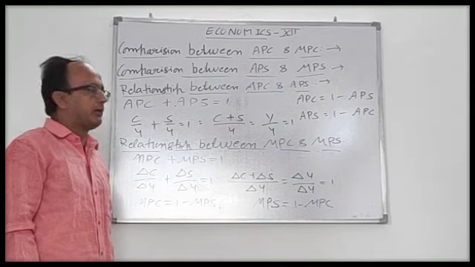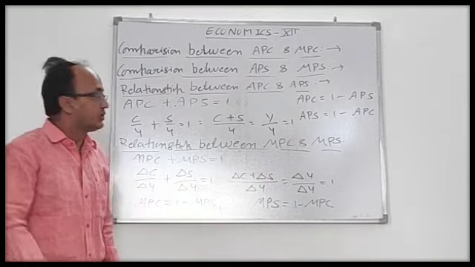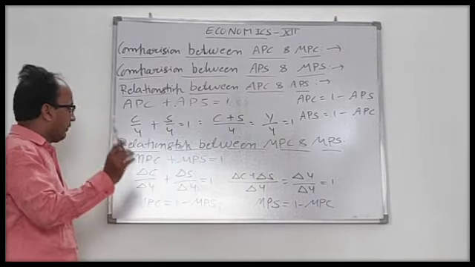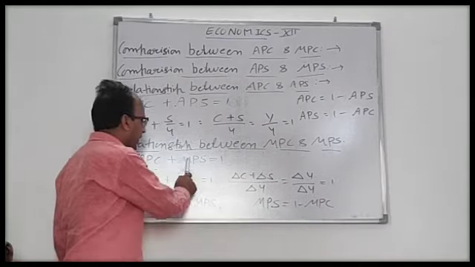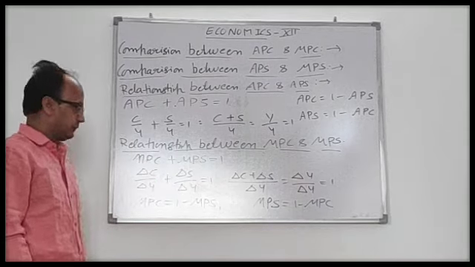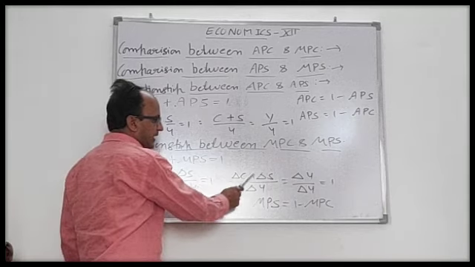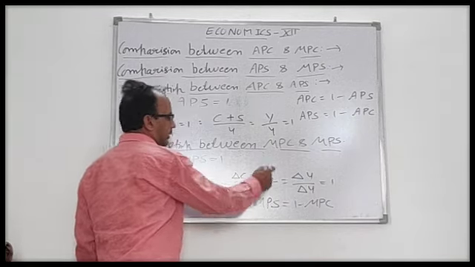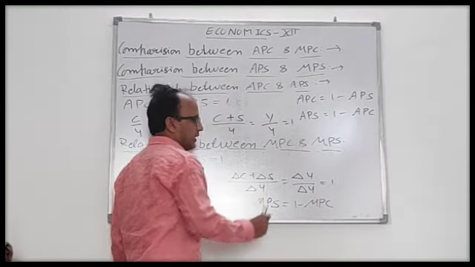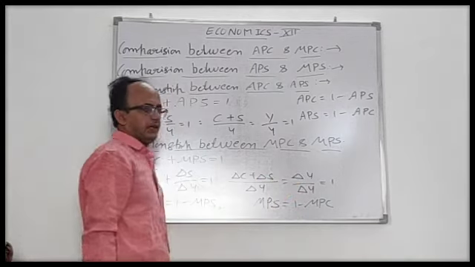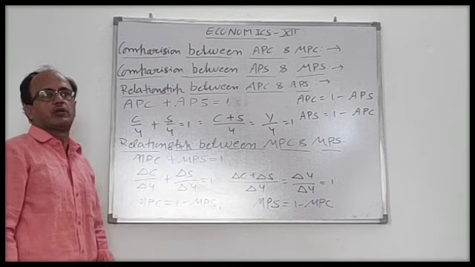In the similar way we study what is the relationship between MPC and MPS, marginal propensity to consume and marginal propensity to save. MPC plus MPS are always equal to 1, just like APC and APS. We can also prove it. How we find MPC? Delta C upon delta Y, or how we find MPS? Delta S upon delta Y. Okay, if we take delta Y as LCM, then delta C plus delta S upon delta Y. It means change in consumption plus change in saving upon change in income. So delta Y upon delta Y equal to 1. So sum of MPC and MPS is also equal to 1.